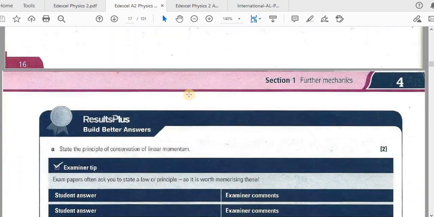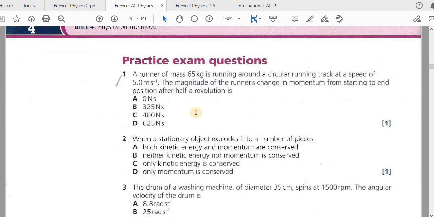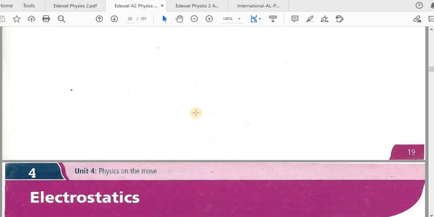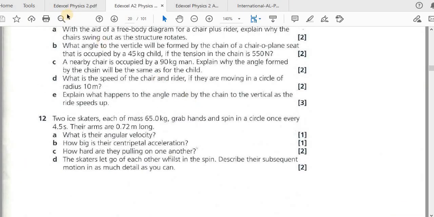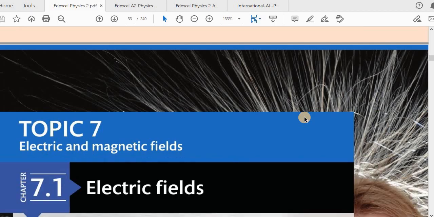Alright, so that's the end of that lesson on circular motion. So there are a lot of questions here. Make sure you answer all this. First you can start answering all the questions in your textbook, and then also you can answer all the questions in the revision guide.